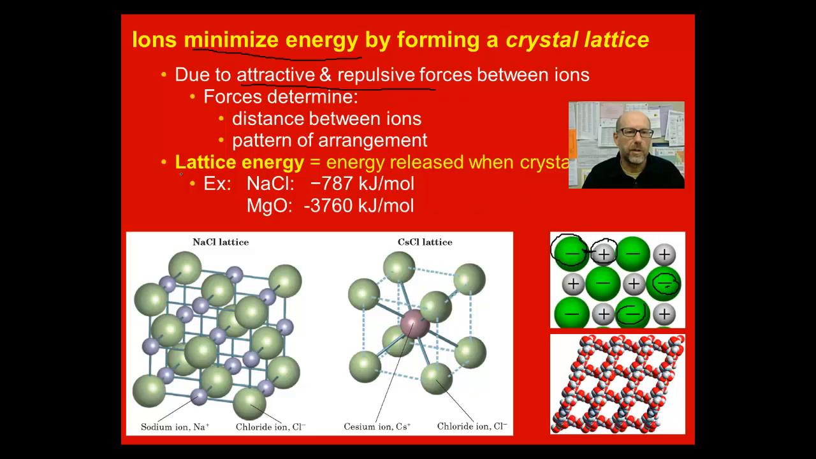So what is the definition of lattice energy? Lattice energy is the amount of energy released when crystals are formed. An example is NaCl, sodium chloride. When these ions come together, they give off 787 kilojoules of energy per mole. So 6.02 times 10 to the 23rd particles of Na+ and Cl- coming together gives off this much energy, and it feels hot.